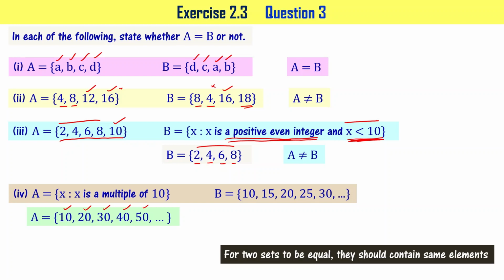Now let's compare set A and set B. Set A and set B both have 10. Set B has 15, whereas set A doesn't have 15, right? Based on this, we can now say that A is not equal to B, right?